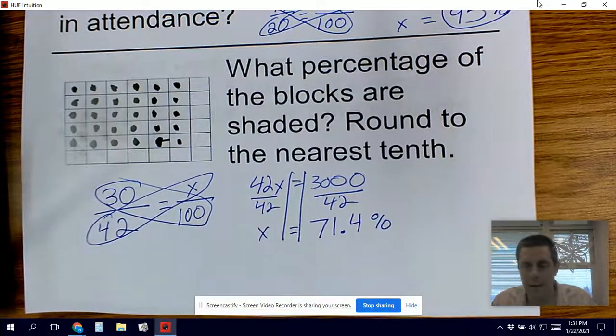Boys and girls, go ahead and complete your independent practice assignment on converting ratios to percentages. Take a picture of your work and upload that file for submission.